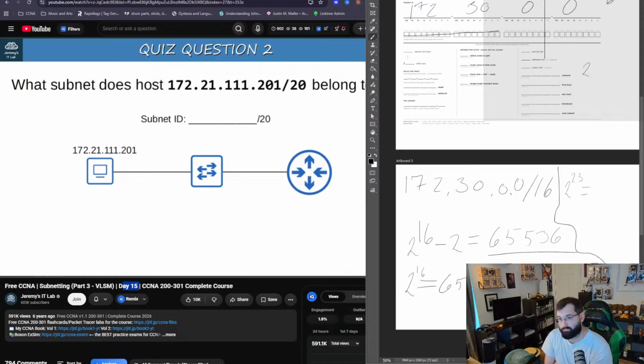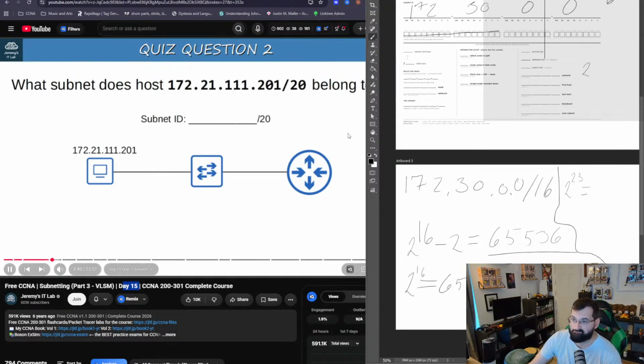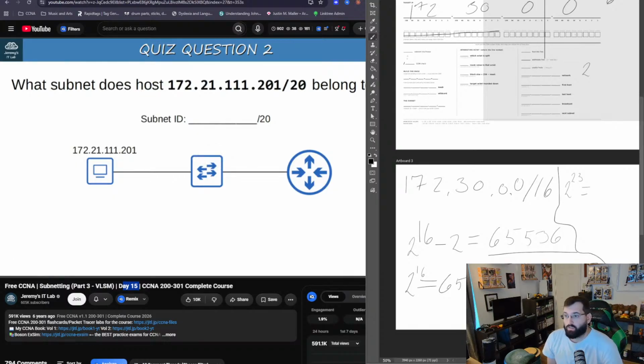Let's go on to question 2. What subnet does host 172.21.111.201/20 belong to? Okay, we should be able to do this one pretty quick. So let's not get it confused like we did last time.